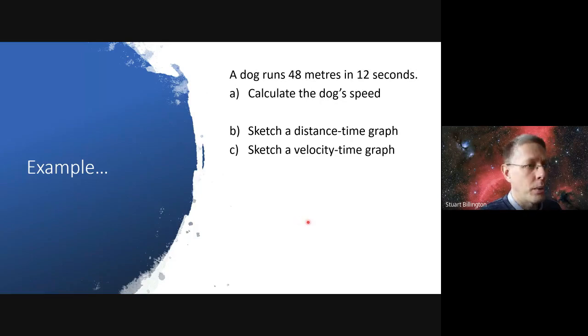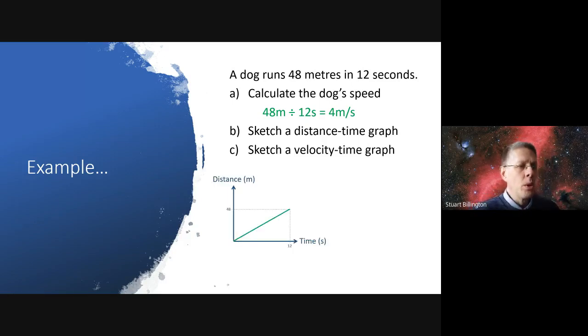Okay, so let's have a little look at some answers. So there's the first one. Loads of you getting that right on Spiral. Thank you very much. And then graph-wise, we would have a distance that is increasing by 4 meters every single second. And the line will begin at 0 and it will finish at the point that we've been given, which is 48 meters after 12 seconds.